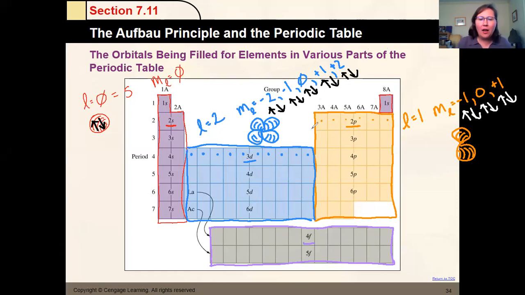Now here we are in our F block, and here we have 1, 2, 3, 4, 5, 6, 7, 8, 9, 10, 11, 12, 13, 14. That is because when we have an F orbital, and remember our F orbitals are sort of like this, the F's and the D's end up with some more.